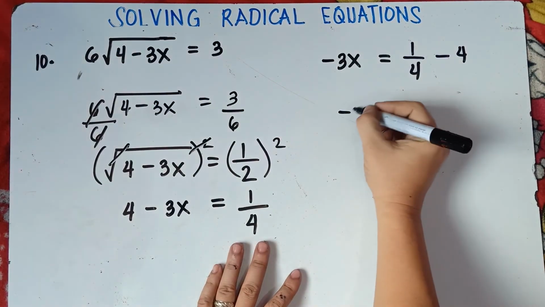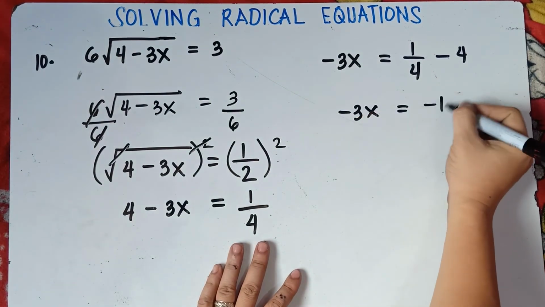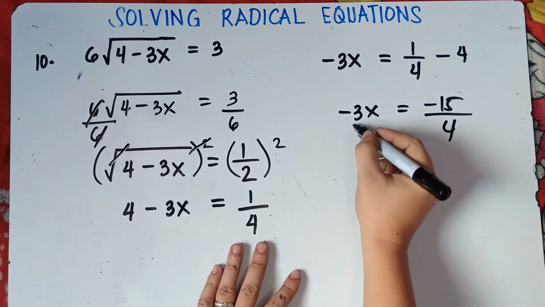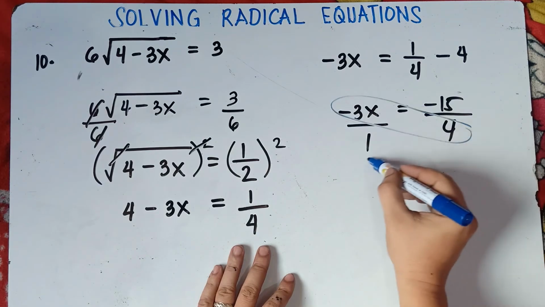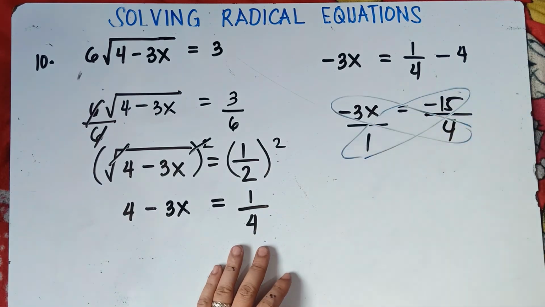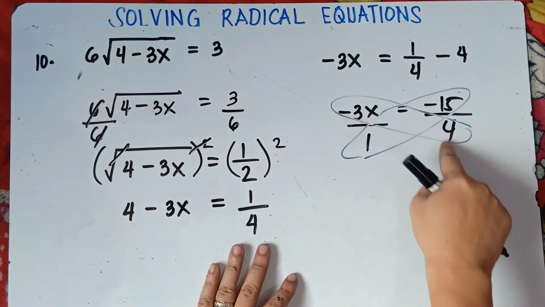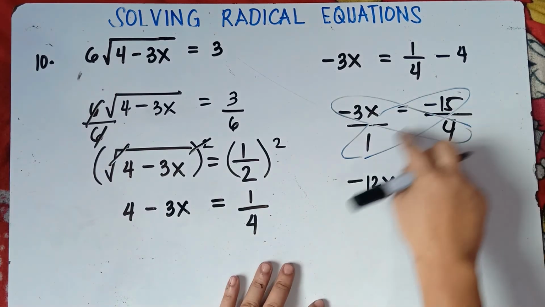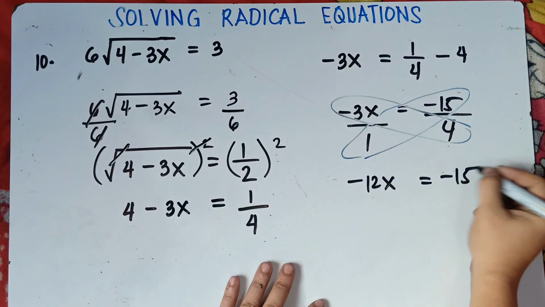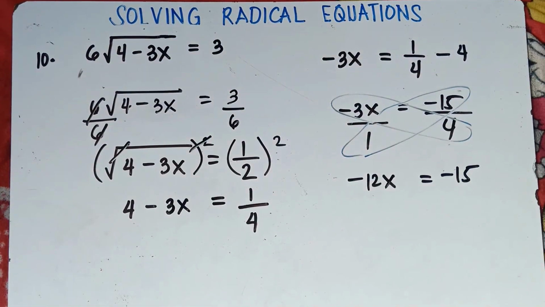Cross multiply. So negative 3x equals negative 15 over 4. Understood that there's 1 here. You can do cross multiplication. Okay, it's up to you, class. Which do you prefer? So negative 3x times 4, that's negative 12x equals negative 15 times 1, that's negative 15. Same answer, class, as a while ago.